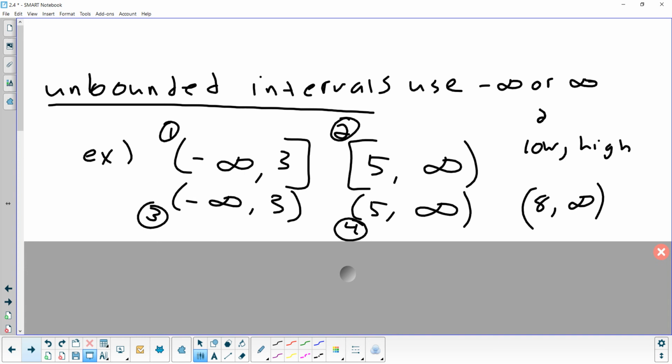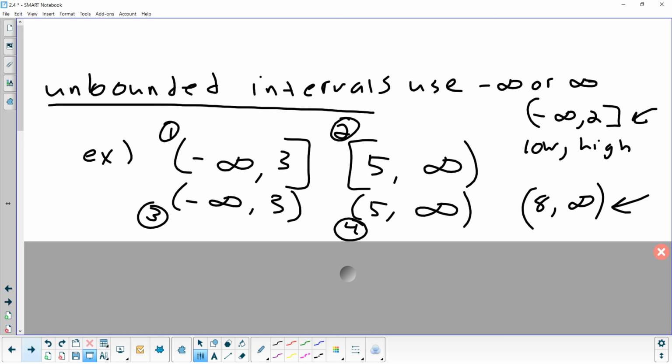Because now you're saying that 2 is lower than negative infinity. You could do negative infinity, comma 2. Something like that would mean negative infinity up to 2. Another way to say this is less than or equal to 2. That's what this means: all values less than or equal to 2. This means all values greater than 8. That's what that one would mean.